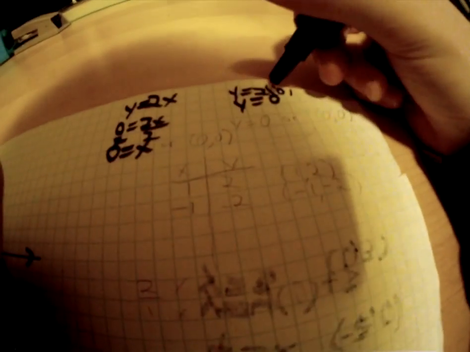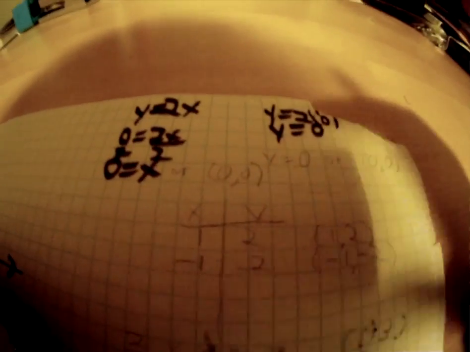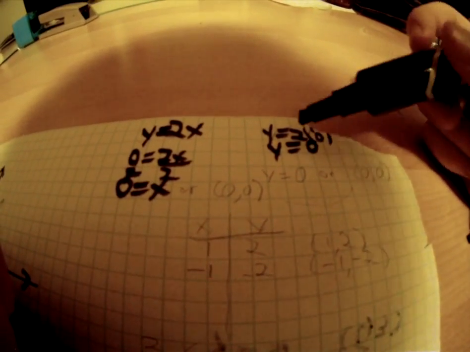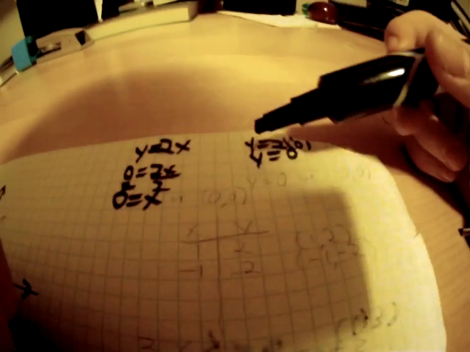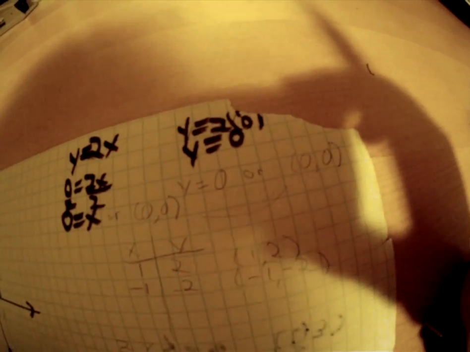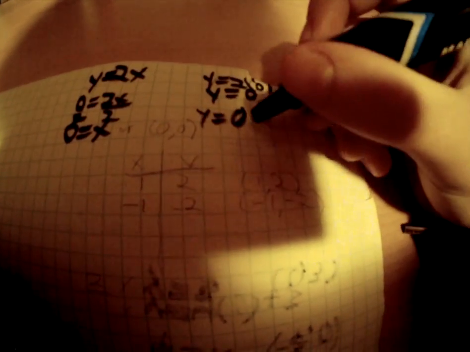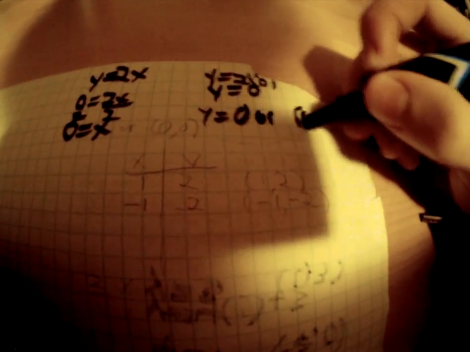y-intercept. So if we set x to 0, then if we did 2 times 0, that would equal 0, and that means that our y value is 0, and the ordered pair would be 0, 0, which is the same as our x, so we don't have to plot it again.